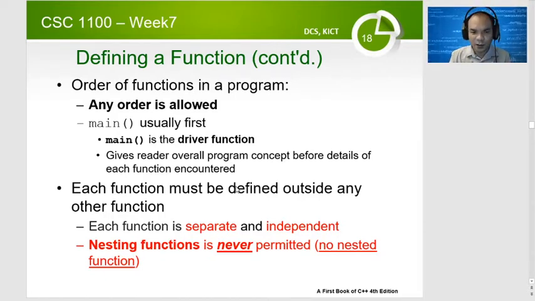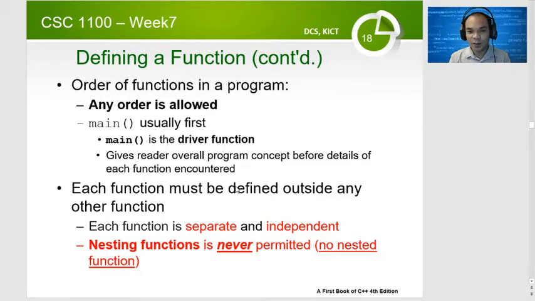So the main function basically calls all the other functions that you have in your program. It also gives a reader, or someone who reads your code, the overall program concept before the details of each other function are encountered. So when you're reading some code, you usually look for the main function first, so that you can follow the order of things that are being called, because the main function basically calls the other functions.